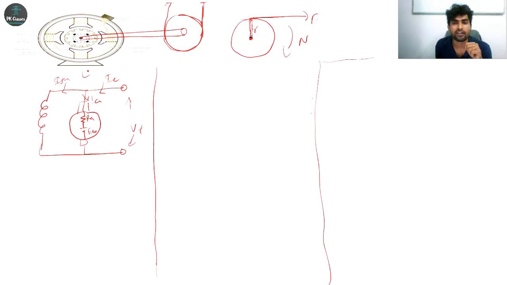Consider pulley radius R meter, force F Newton and speed N in RPM. What is the definition of torque? Torque is nothing but force into radius, unit is Newton meter. Equation number 1. What about work done? Work done is equal to force into displacement, or distance traveled, or circumference of this circle, I mean drum.